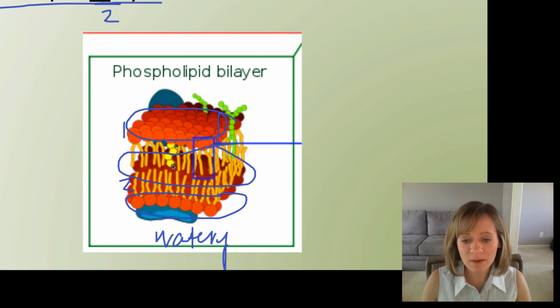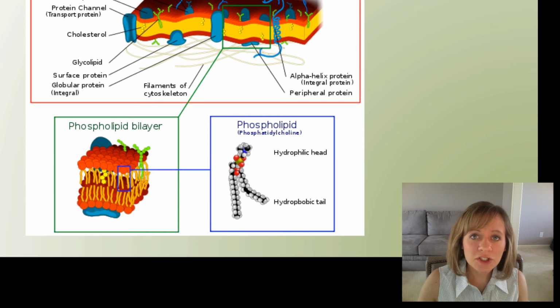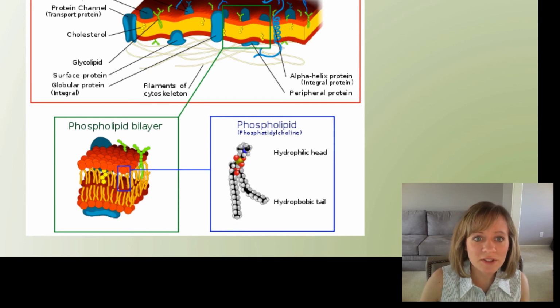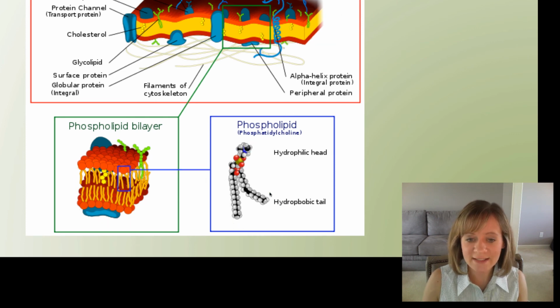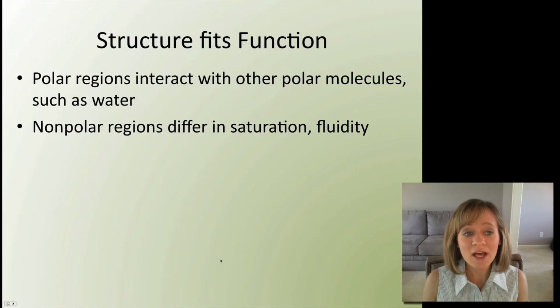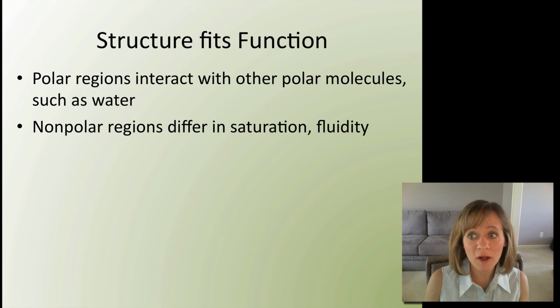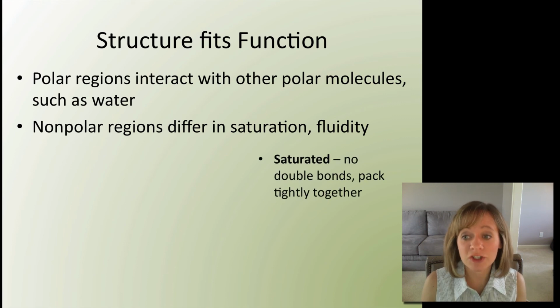We're going to look more at cell membranes when we look at cells in a few weeks. But just to preview, here's our cell membrane, here's our phospholipid bilayer, another look at that, and each of these little guys is a phospholipid with a phosphate head and 2 fatty acid tails. So structure fits function again with phospholipids. The polar regions interact with other polar molecules outside, such as water, and the non-polar regions are going to differ in their saturation and fluidity.